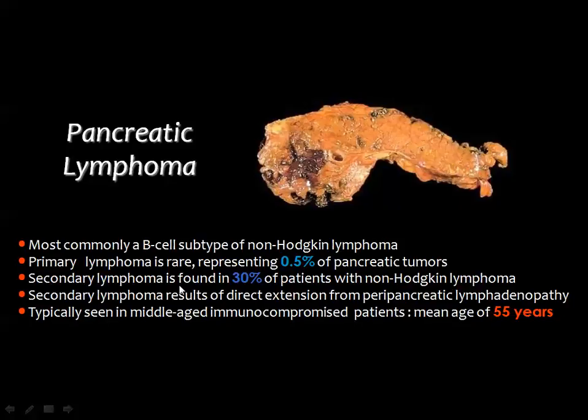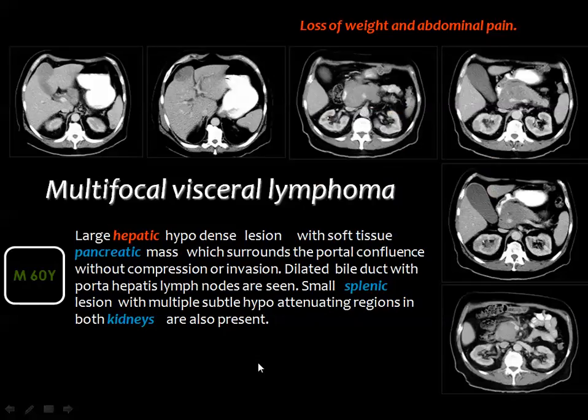the secondary type is more common, found in about 30% of patients with non-Hodgkin lymphoma, and the age of presentation is around 55 years of age. And this is a case of lymphoma affecting multiple organs: the liver, we see a focal lesion; the spleen, another focal lesion; the pancreas, a mass which is bulky, uniformly enhancing, infiltrating the head and the body of the pancreas, as well as a focal lesion in the kidney. And this is lymphoma of the liver, pancreas, the spleen, and the kidney.